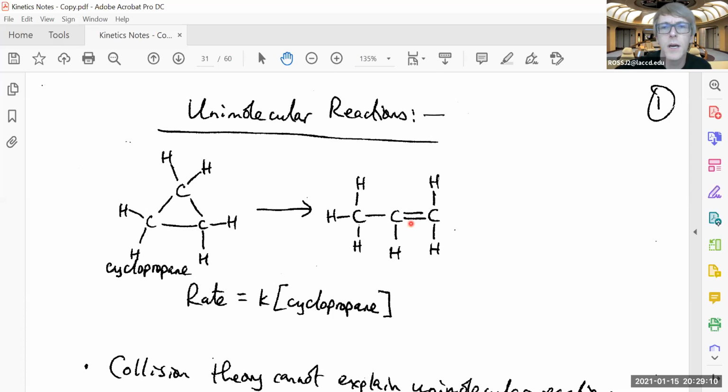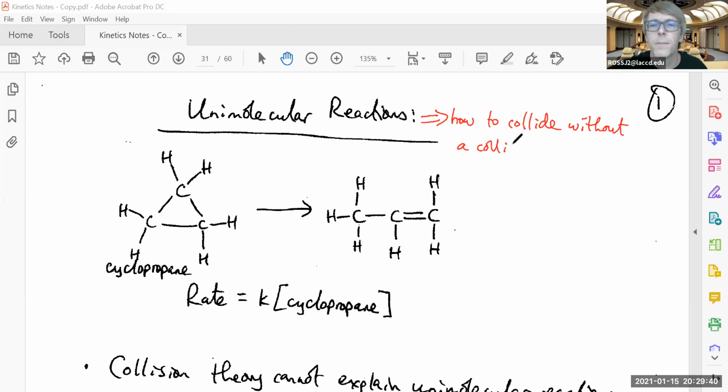So this would be, oh, I've done that thing again where I'll never know how to erase it. So give me a second. There we go. So I guess the conundrum here is how to collide without a collision. That's the problem.